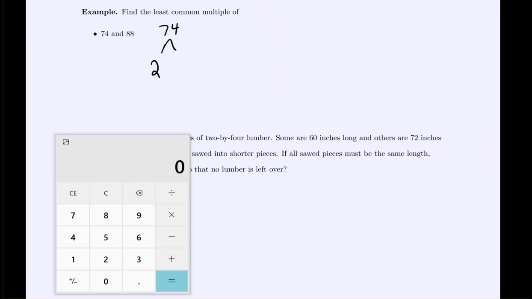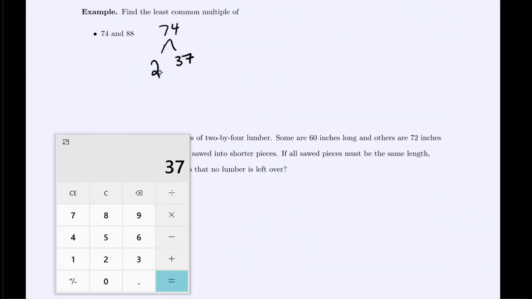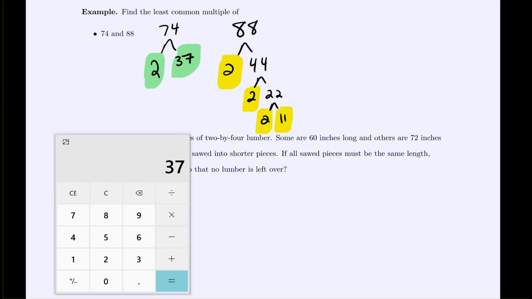Now 74 is divisible by 2. 37, if we're not sure if it's divisible, we would look at our list of primes. And looking at the list of primes under 100, we see that 37 is indeed a prime number. So this is our prime factorization there. 88 is divisible by 2. 44 is divisible by 2. 22 is divisible by 2. And here we've got all the prime factors of 88.